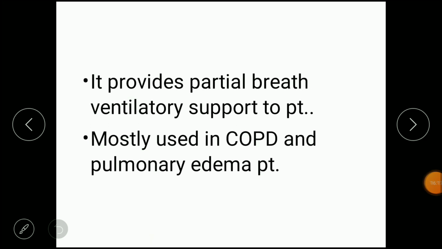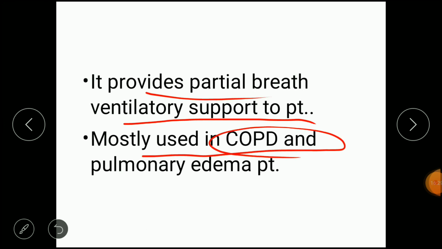It gives ventilatory support to the patient as a partial breath, which means half of the breathing is done by the patient and half is done by the SIMV mode. So it provides partial ventilatory support to the patient. It is mostly used in COPD, chronic obstructive pulmonary disease, patients and pulmonary edema patients.